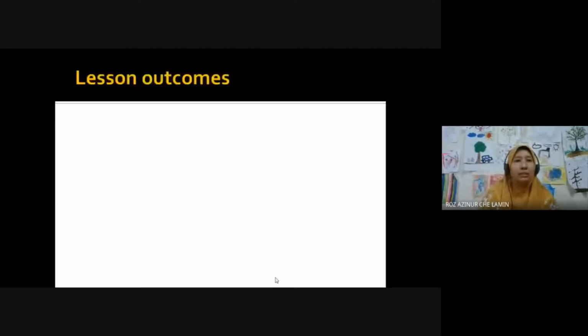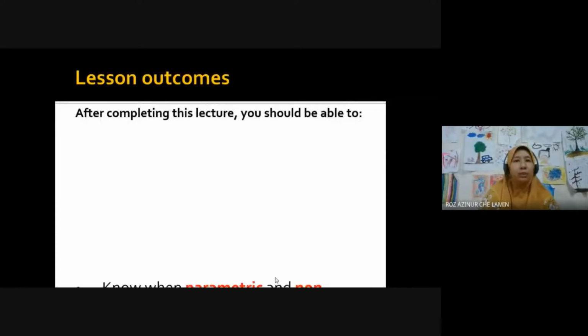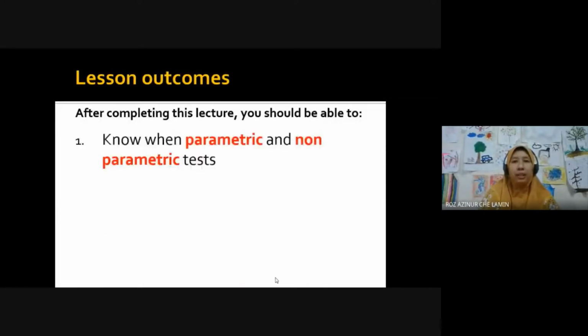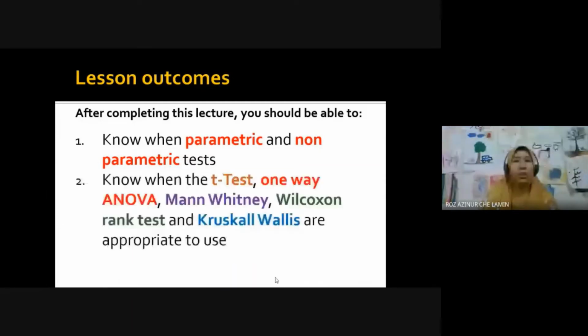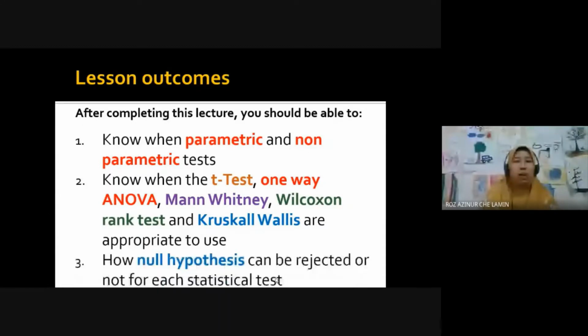For the lesson outcome, after completing this lecture, you should be able to know the parametric and non-parametric tests, know when the t-test, one-way ANOVA, Mann-Whitney, Wilcoxon rank test, and Kruskal-Wallis are appropriately to be used. Third is how the null hypothesis can be rejected or not for each statistical test.